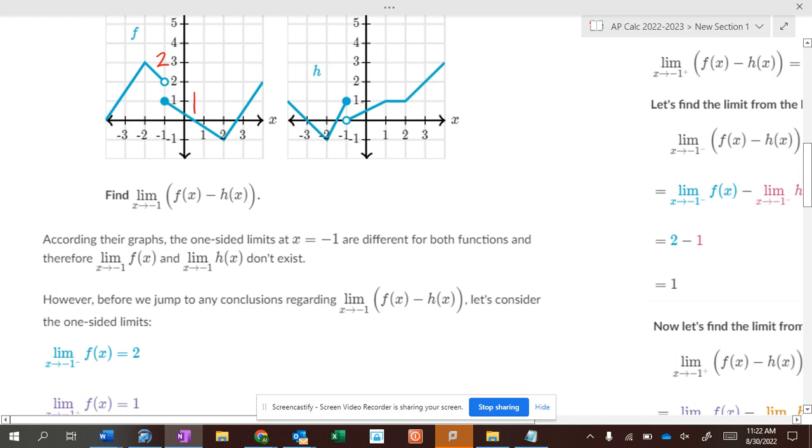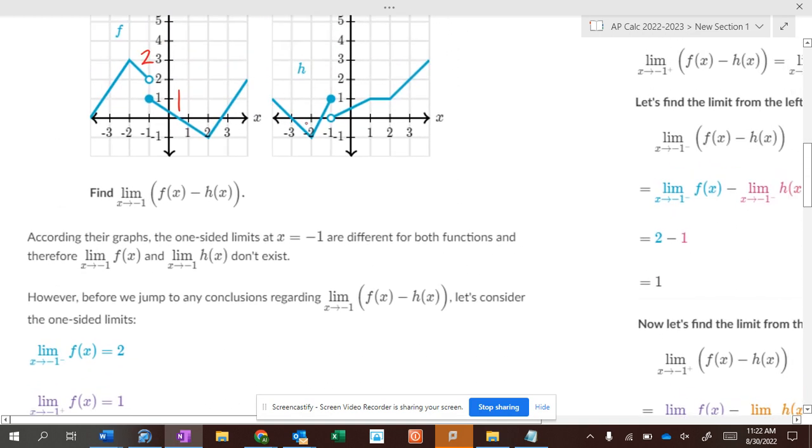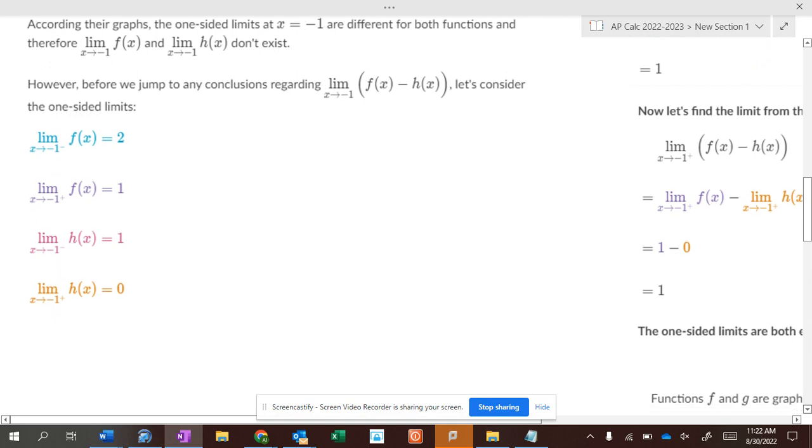For the second one, as we go towards -1 from the left, we're at 1. As we go towards -1 from the right, we're at 0. Okay? So we've got all that so far, right? You see where we're going.